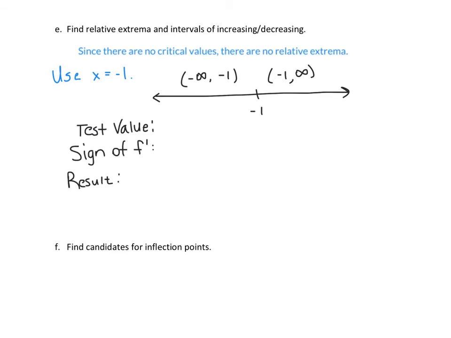So in the interval from negative infinity to -1, I can choose a test value. For example, I could choose -2.